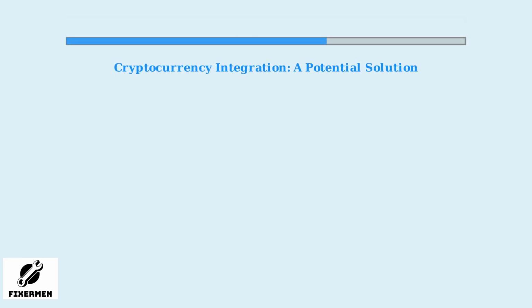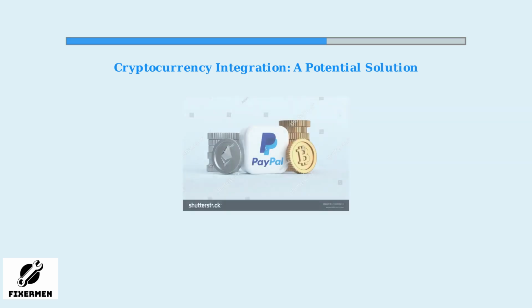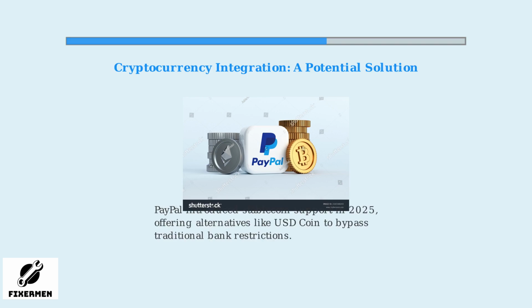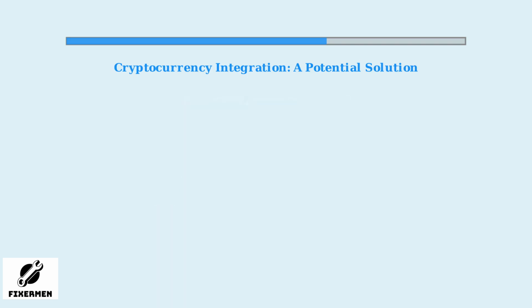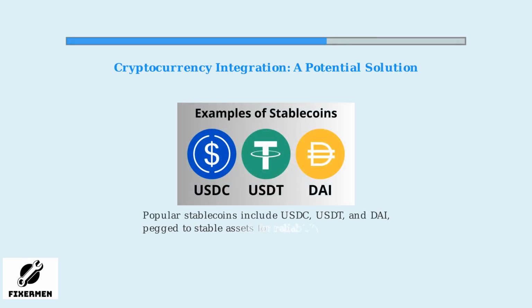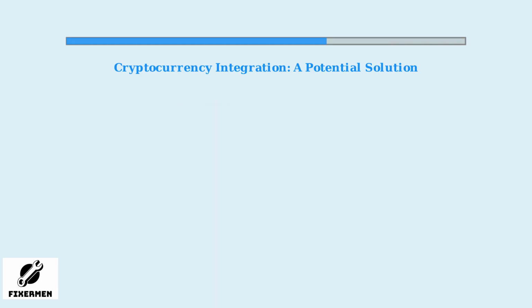PayPal's integration of cryptocurrency options, such as stablecoins, provides an alternative funding source that bypasses traditional bank restrictions. This was introduced in 2025, allowing users to link cryptocurrencies like USD Coin for payments. Stablecoins are cryptocurrencies pegged to stable assets such as the US dollar. Examples include USDC, USDT, and DAI.